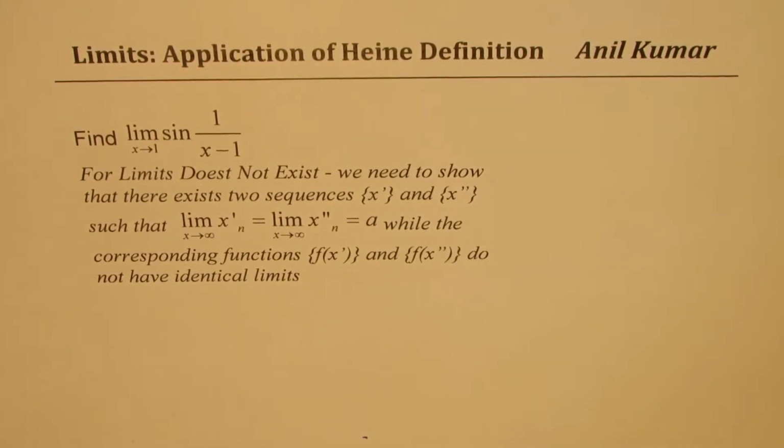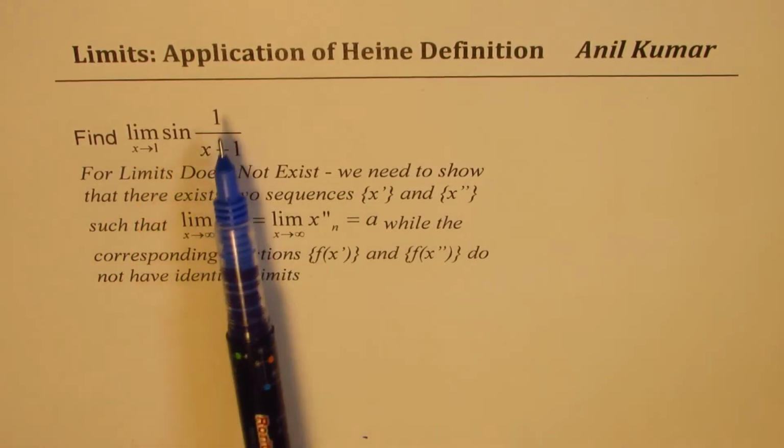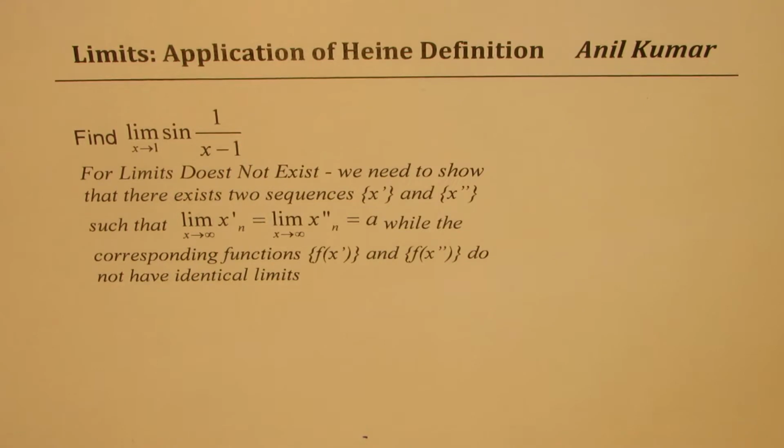Now this is level 2 questions which we are discussing, especially for students who are seeking admission for excellent universities. And some of you are also taking AP calculus. It will be very helpful for those also. The question here is to find the limit when x approaches 1 for sine of 1 over x minus 1.